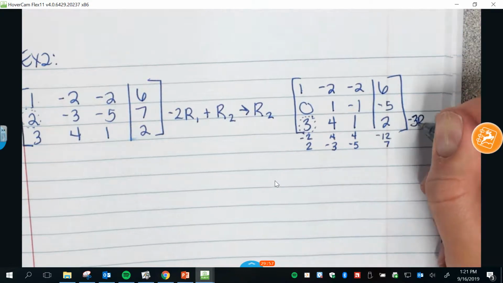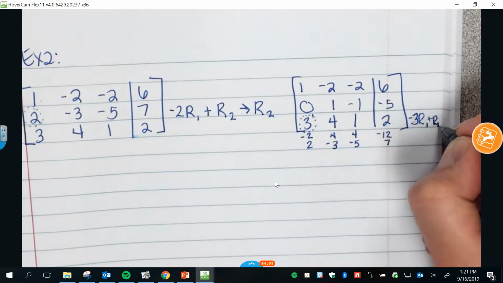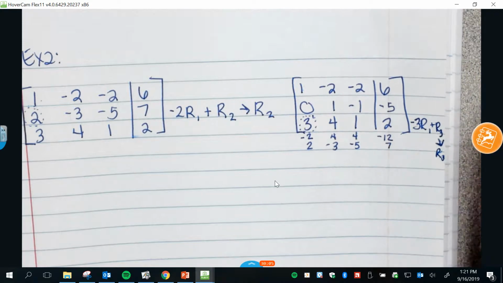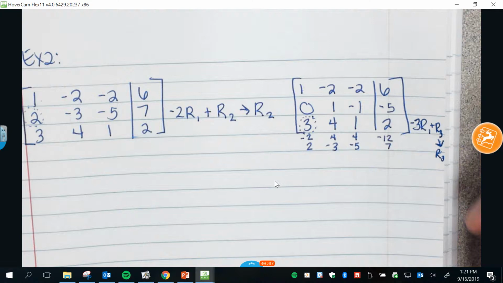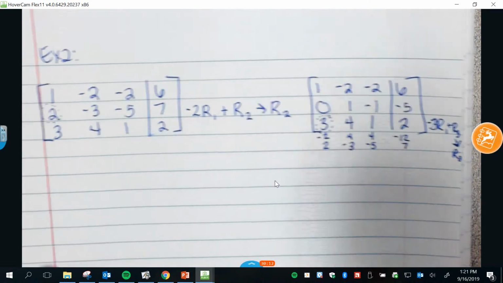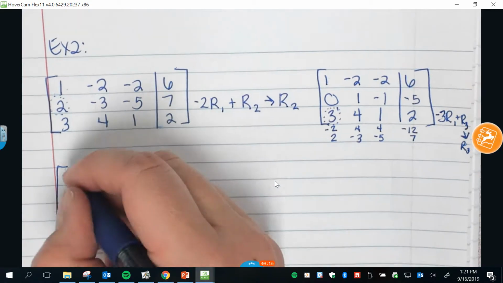-3 R1 plus R3. Oops, I ran out of room. Into R3. Forgive my horrible handwriting. Yeah, -3 times row 1 plus row 3 into R3. I'm not replacing 1 or 2, so that just gets copied.